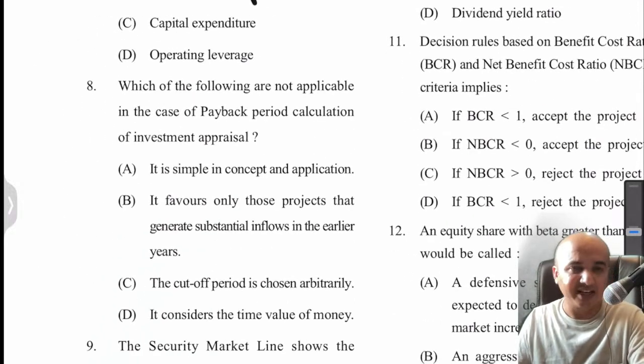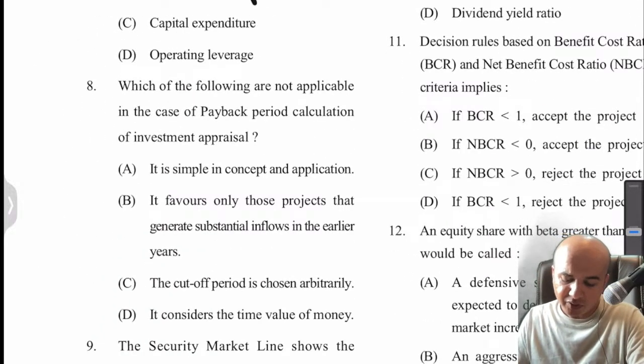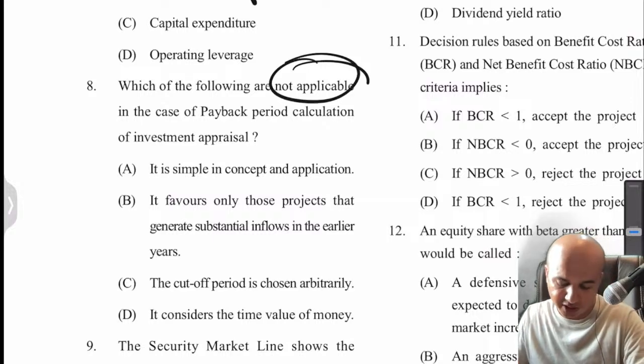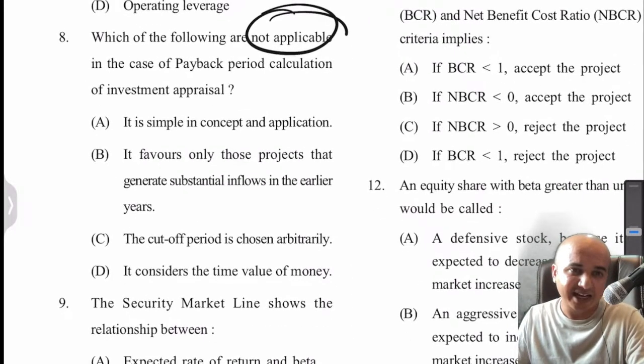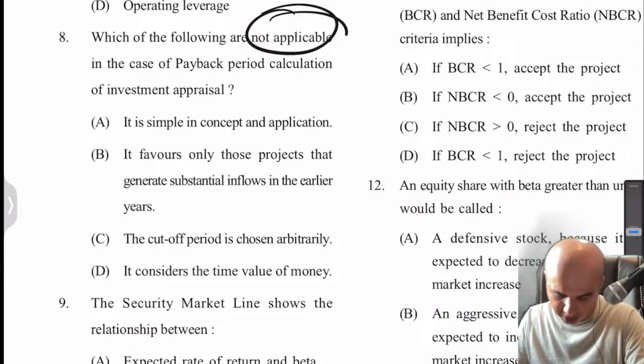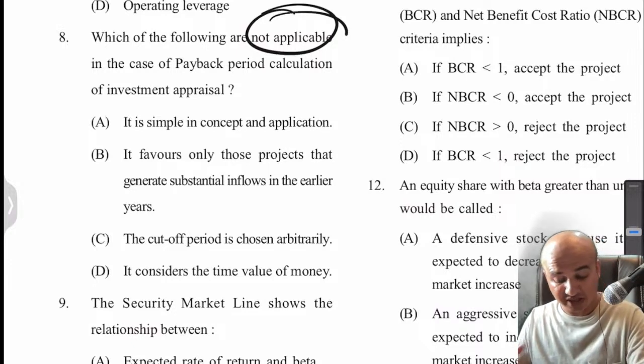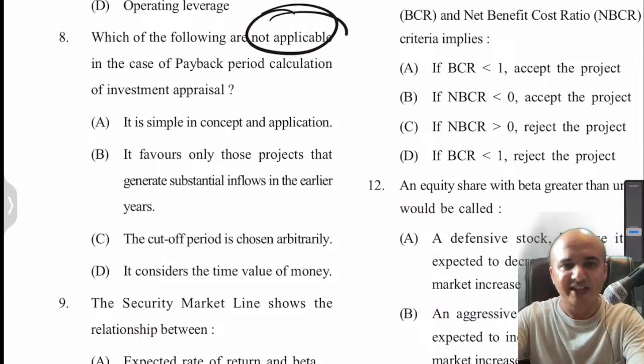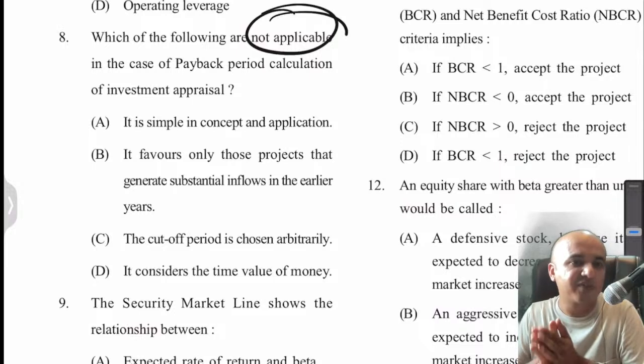Let's move on to the next question, question number 8. Which of the following are not applicable in case of payback period calculation of investment appraisal? Okay, which of the following are not applicable, they say. So let's look at the options. It is simple in concept and application. It favors only those projects that generate substantial inflows in the earlier years. The cutoff period is chosen arbitrarily. It considers the time value of money. This is in fact very easy. See, payback period is a very straightforward thing.